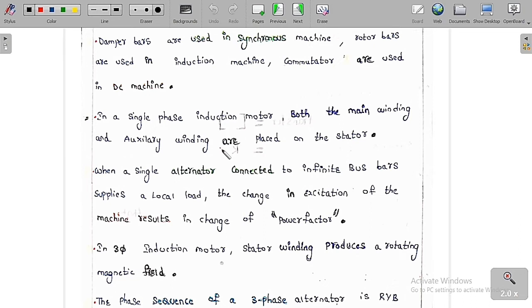After the rotor reaches a certain speed, with the help of a speed sensitive centrifugal switch, we can remove this auxiliary winding. Otherwise, the two windings are in parallel, so the overall resistance becomes less. It draws a huge amount of current and will get burned away.